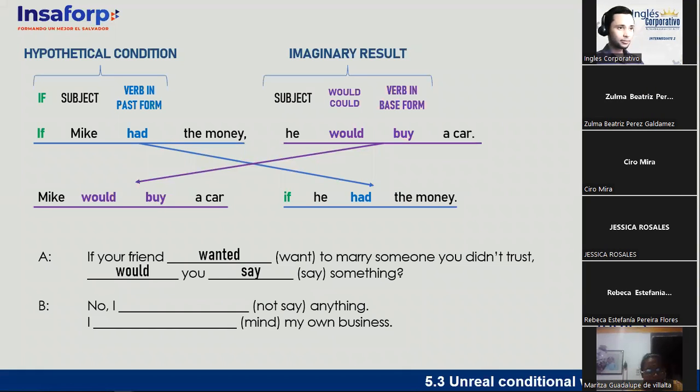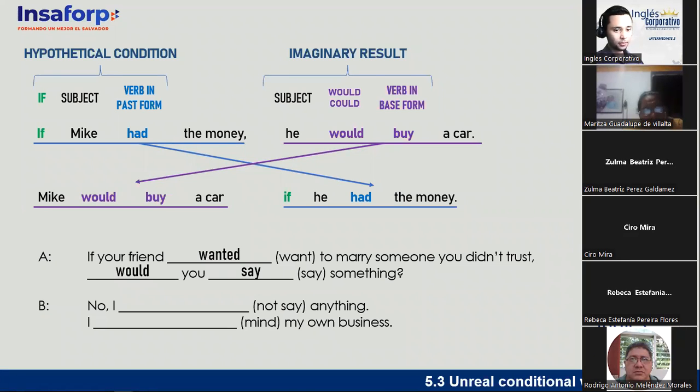Maritza. No, I not said anything. Anything, but anything. We need to use the modal, in this case would in negative form. No, I would not say anything. I wouldn't say anything. And then? I would mind. I would mind my own business. Okay. Thank you, Maritza.